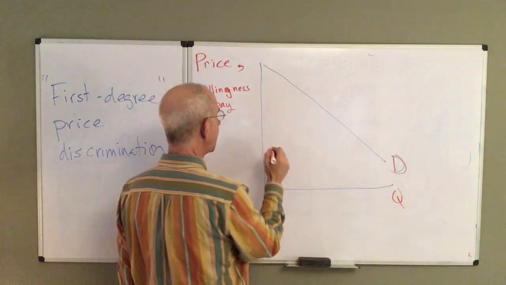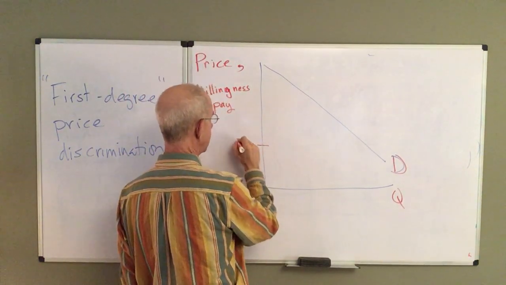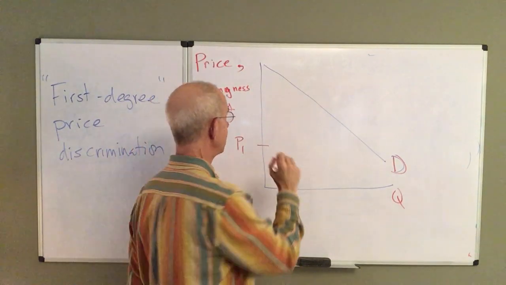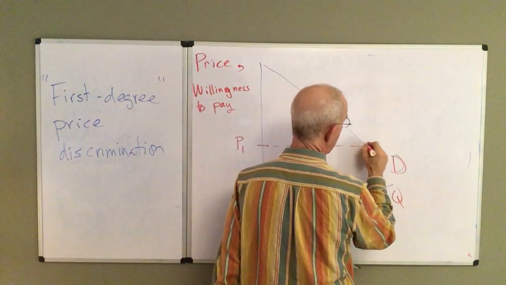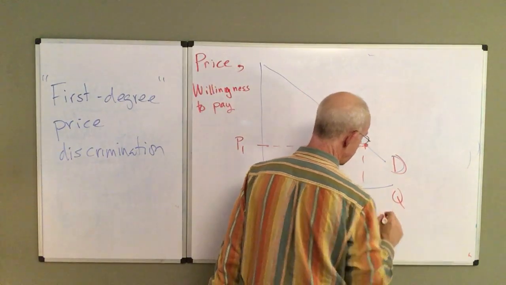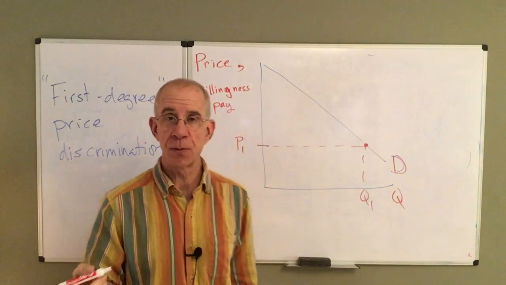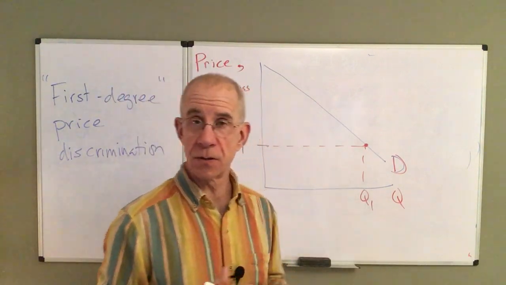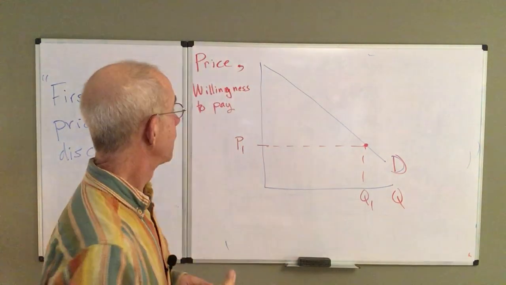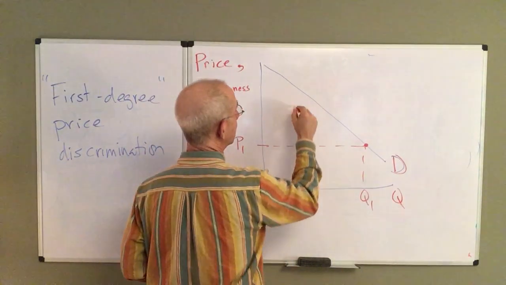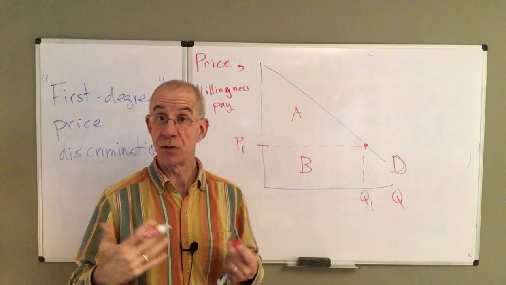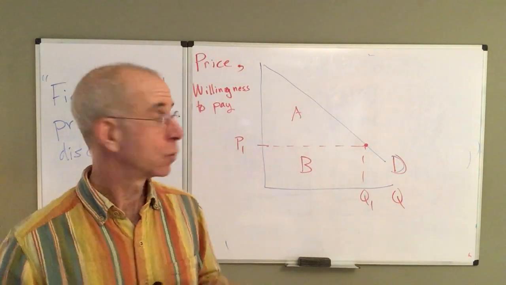Now, if you had a standard setup and you had a single price that you would charge in the market, all the consumers pay price P1. There's Q1 consumed, and you have this area of consumer surplus, which is A.